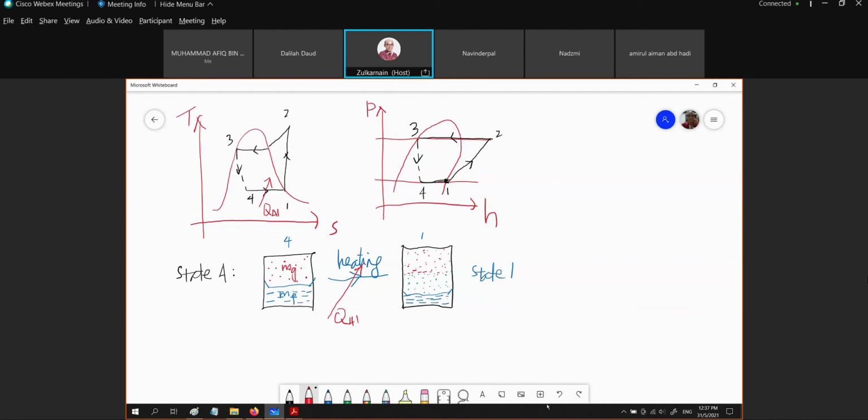Why is it called a flash chamber? Because in the throttle valve, this flashing of vapor is happening from state 3 to state 4. Actually, from 3 to 4, we don't put any energy in. But because of the sudden change in pressure, we are going to have this vapor.